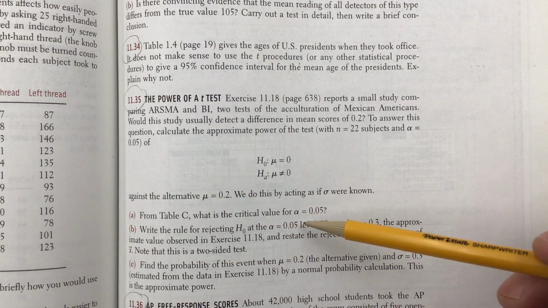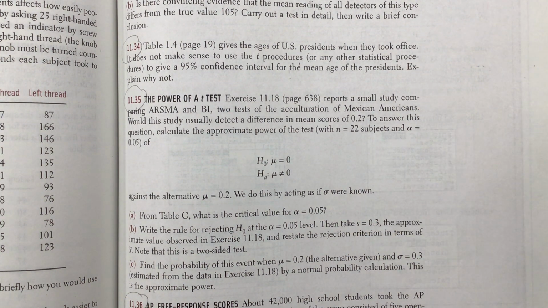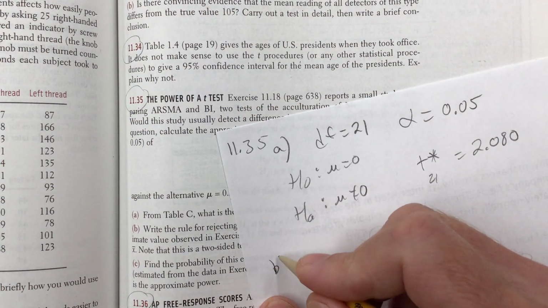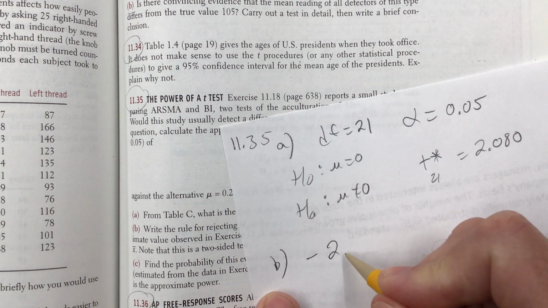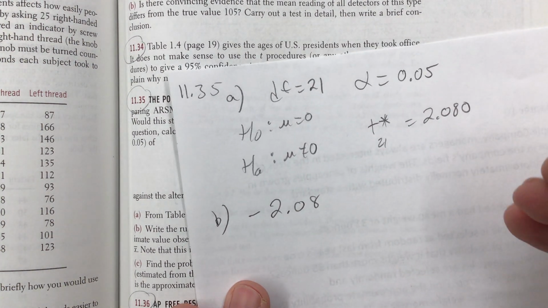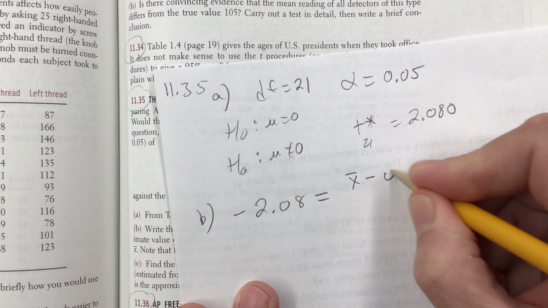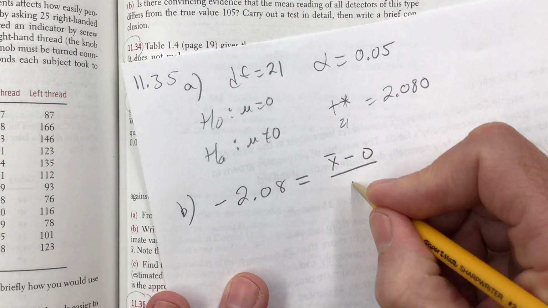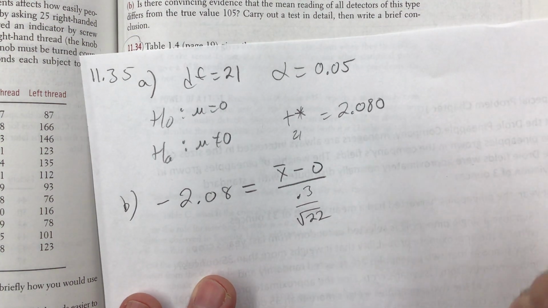Write the rule for rejecting H naught. Take S to be 0.3. Okay, so I like to break this up into two pieces. I know the book just kind of leaves it as a compound inequality, but I break it up into two usually. So X bar minus 0 divided by, was it 0.3? 0.3 over the square root of 22, not 21, not the degree of freedom, but n.